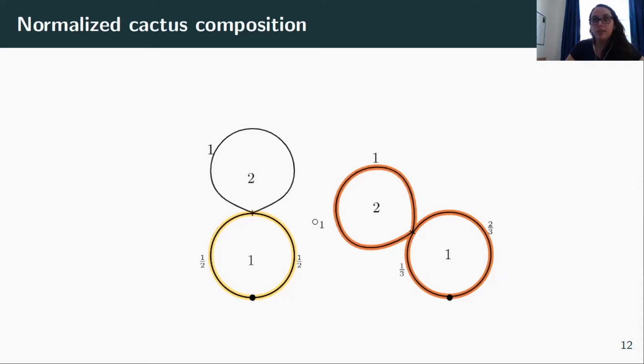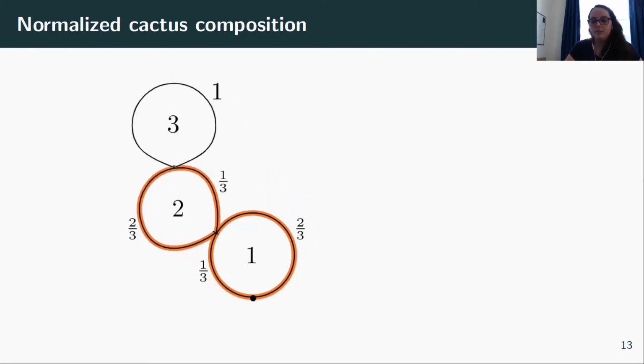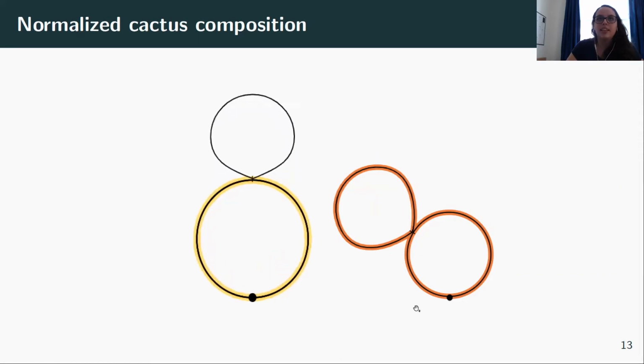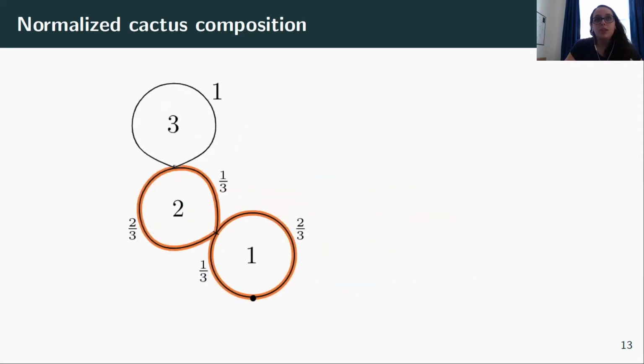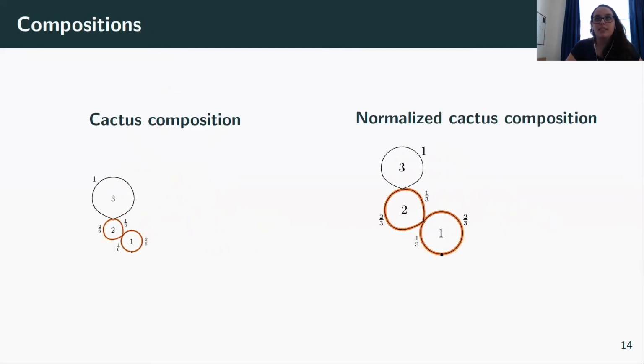and we could do the inverse process. So instead of shrinking, we could enlarge the lobe and then put the cactus inside. So now, instead of shrinking this thing to have length 1, we will grow this lobe until it has length 2, and then the intersection point will be at 1. So you just get this. So these are the 2 types of compositions. And now we can try to look at how they behave.